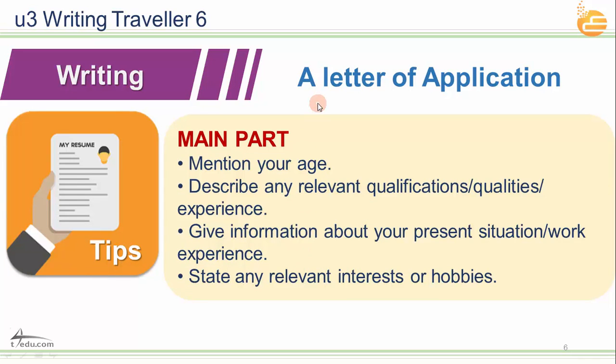Then you go to the main part. In the main part, first you mention your age. Then, number two, describe any relevant qualifications or qualities or experience. And number three, give information about your present situation, work, or experience or work experience. And finally, number four, state any relevant interests or hobbies.